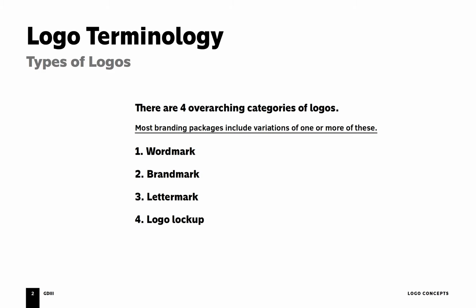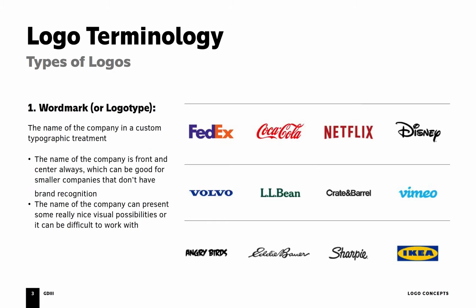And when it comes to branding and creating visual branding elements, most packages include variations of one or more of these. So a lot of companies visualize themselves in a combination of these marks, not just one. So number one, we've got word mark. Number two, we've got brand mark. Number three, letter mark. And number four, a logo lockup or a combination. So let's look at each of these.